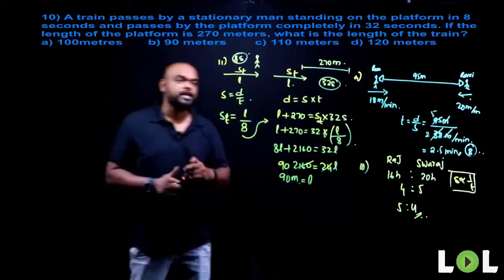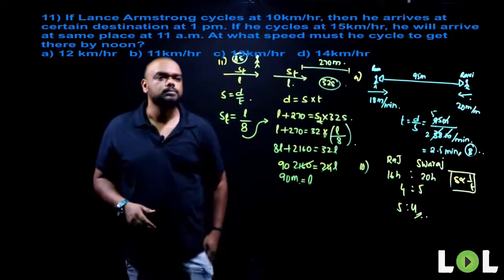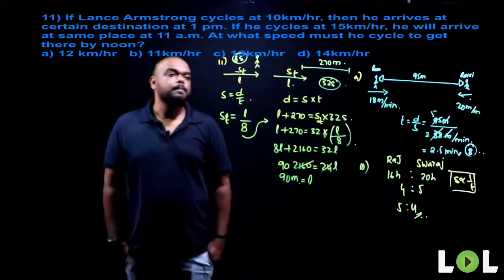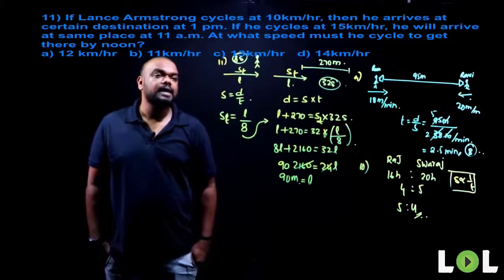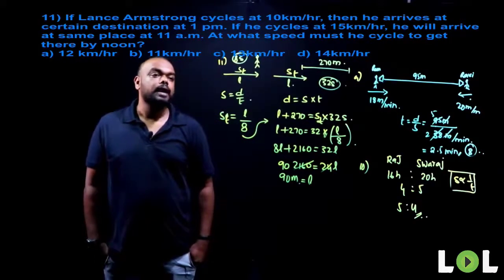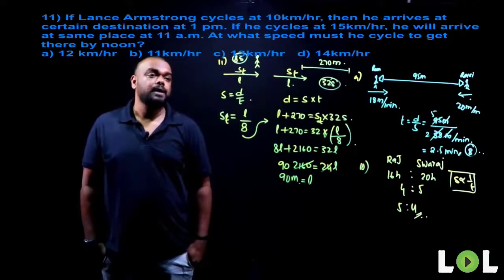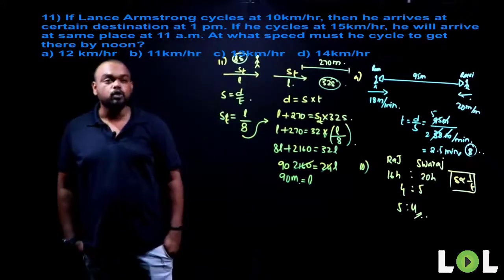Okay, let us go to the next question. Question number 12, please. If Lance Armstrong cycles at 10 km per hour, then he arrives at a certain destination at 1 p.m. If he cycles at 15 km per hour, he will arrive at the same place at 11 a.m. At what speed must he cycle to get there by noon? By noon means at 12 p.m.